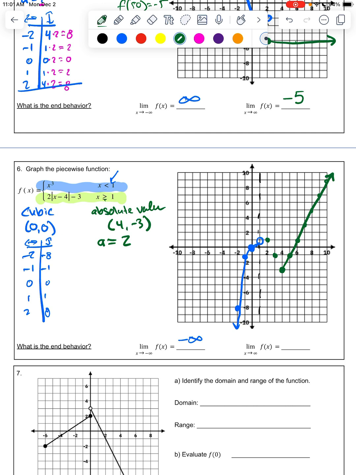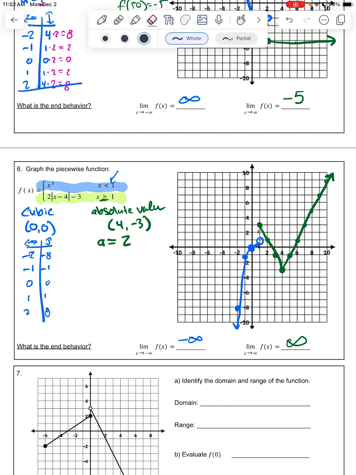Is this an open or a closed circle? Oh, I see an underline there. It means it's going to be a closed circle right here. So no arrow, because we don't want it to cross the boundary. I'm going to erase the fence, the boundary between the two sections, between the two pieces. As x goes to infinity, that arrow is pointing up and right. That's a limit of infinity.